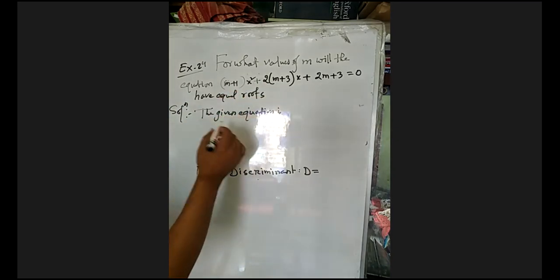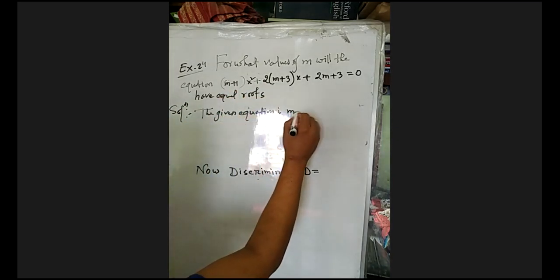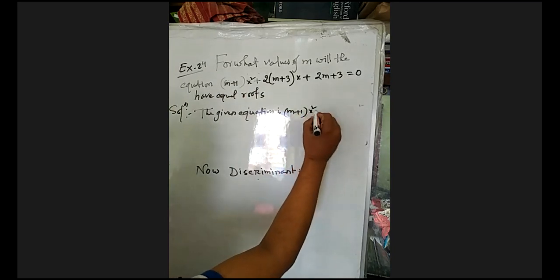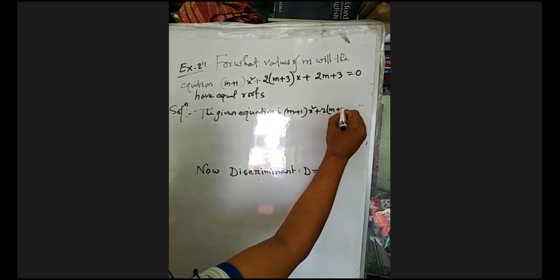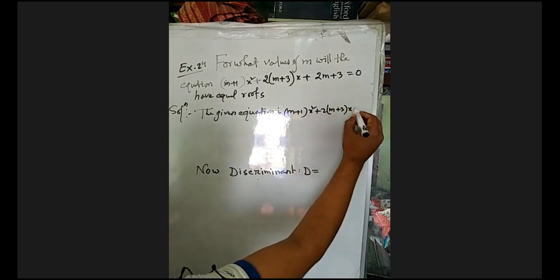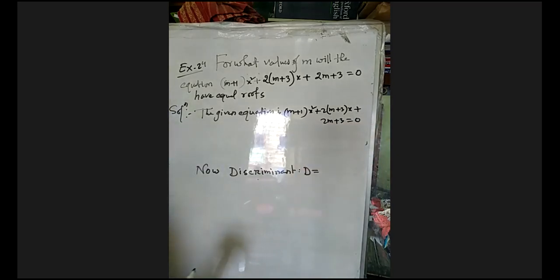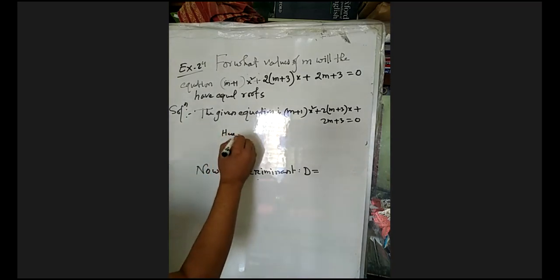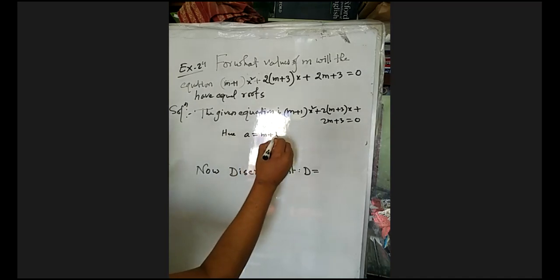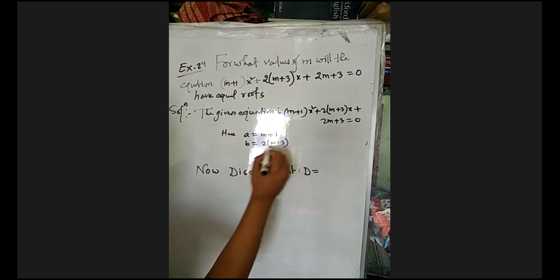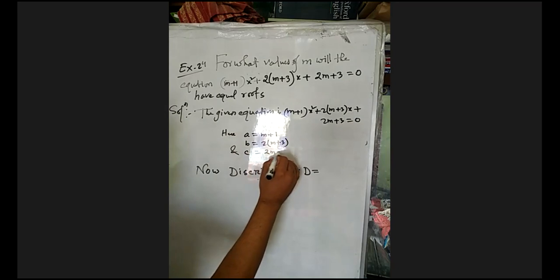Now the given equation is (m + 1)x² + 2(m + 3)x + 2(m + 3) = 0. This is the given equation. Now comparing with the standard equation of a quadratic equation, here a equals what? a equals m + 1. And b equals what will be? 2(m + 3). And c equals the coefficient of the constant term, that means the constant term, 2(m + 3).